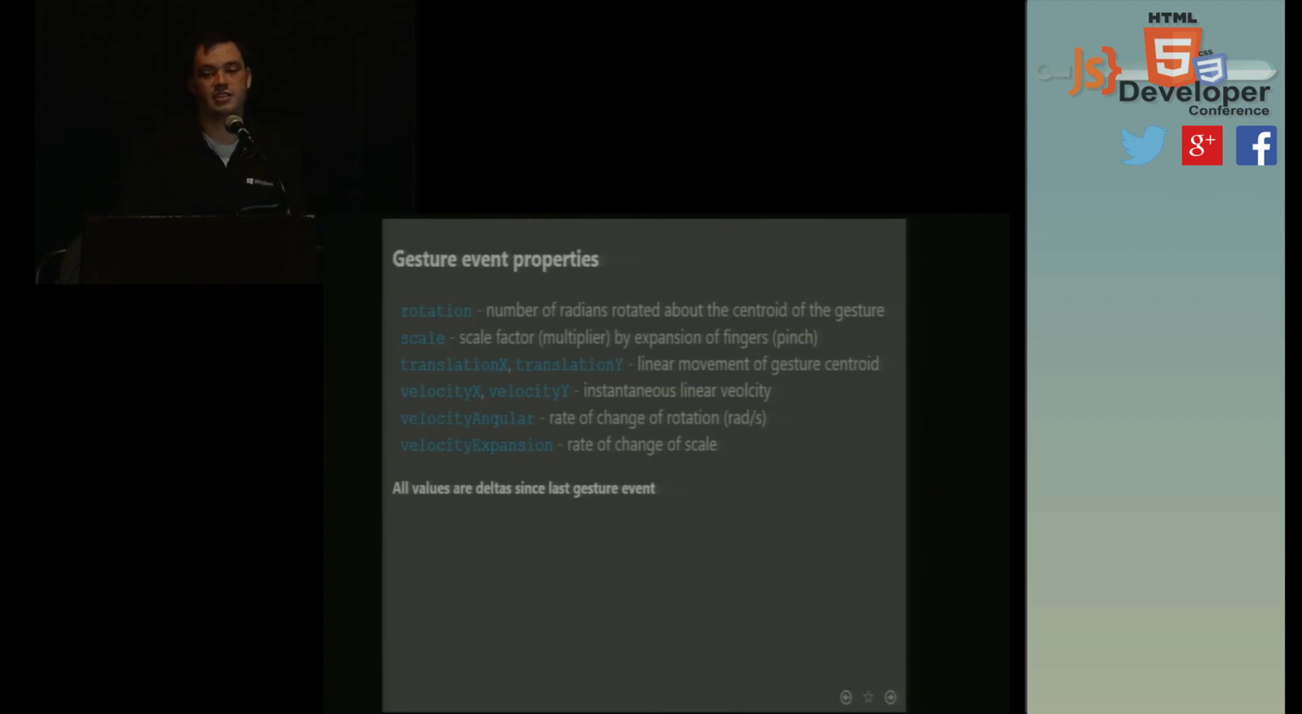Likewise, I get velocity data, which is instantaneous velocity of how I'm moving my fingers. What's really cool is I actually get velocity in other forms too. I get angular velocity. How fast am I rotating? I get expansion velocity. How fast am I expanding my fingers? If you wanted to build some magic poof gesture or something like that, you could actually recognize this by using a velocity threshold. And all these values are delta since the last event, and that's useful, and I'll show you in a second.